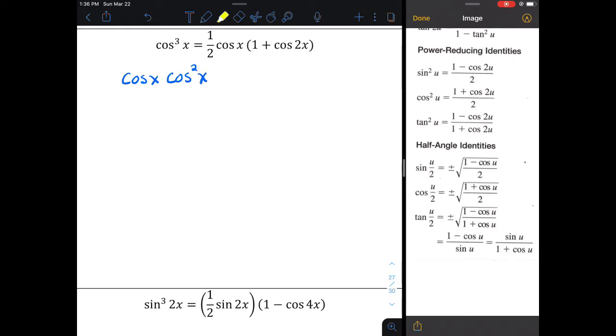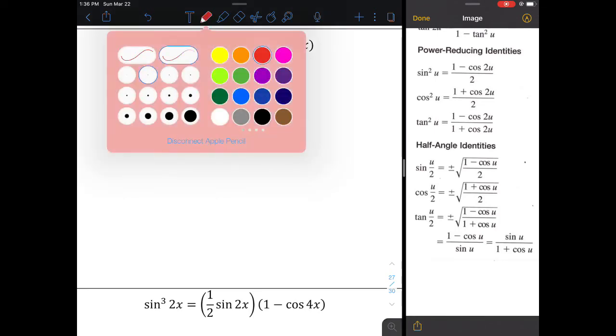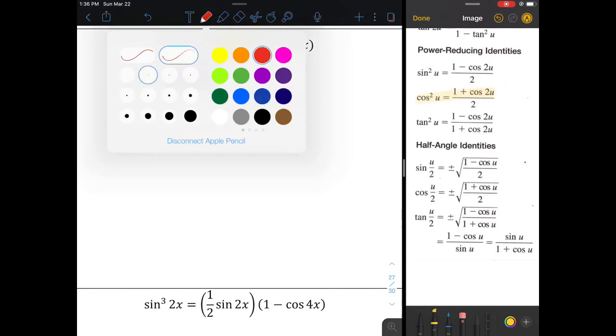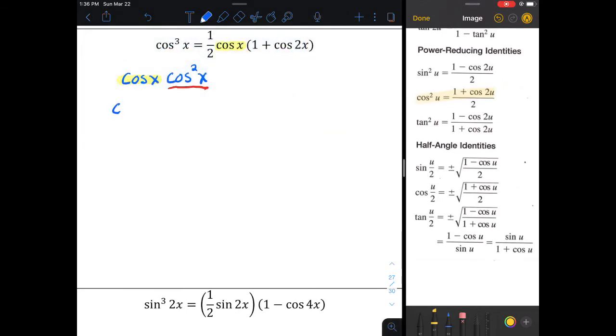And I look at what I just gave myself there. I needed to have a cosine x on the right-hand side, and I just gave myself that here on the left. And so now I'm going to work to manipulate the cosine squared. I got to do a power reducing identity. Well, my power reducing identity for cosine squared is 1 plus cosine of 2x divided by 2. And so we're going to use that. So we'd have cosine of x times 1 plus cosine of 2x divided by 2.